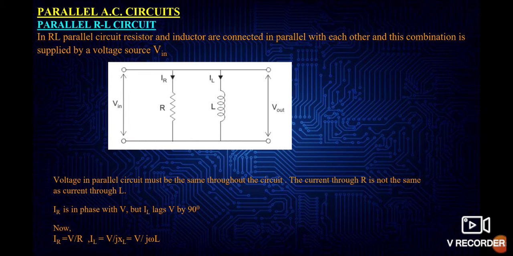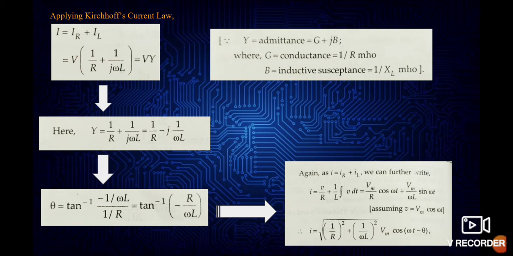Now we know that IR will be equal to V by R, and IL will be equal to V by jXL, that is equal to V by j omega L. Now applying Kirchhoff's current law, we get I equals IR plus IL, so the total current is divided across the resistance and the inductor. So V into 1 by R plus V into 1 by j omega L equals V times Y.